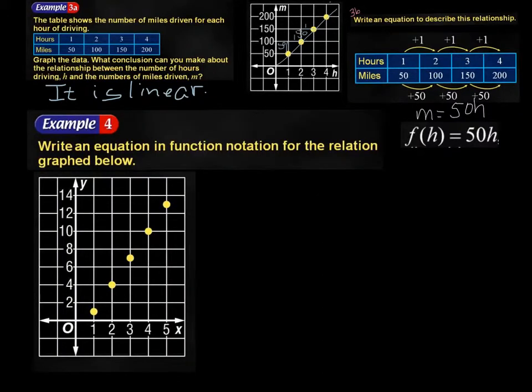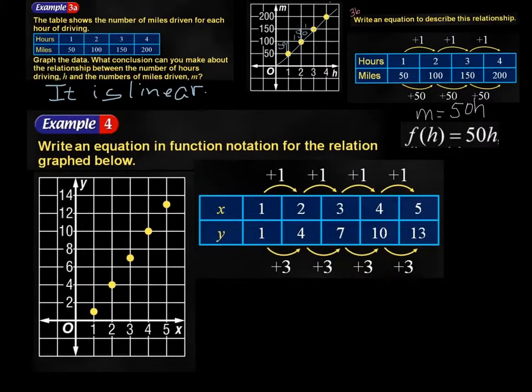Now they ask us to write an equation in function notation for the relation graphed below. It'd be nice to have the ordered pairs written out instead of just the graph. So we have the points, 1, 1. It's an odd scale because they did a vertical scale going by 2s. 2, 4, 3, 7, 4, 10, and 5, 13. So every time x goes up by 1, y goes up by 3.